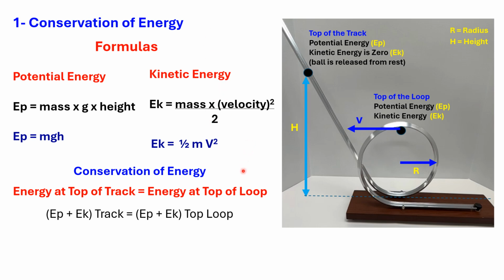And we need to know the equation for the conservation of energy. The sum of the energy at the top of the track is equal to the sum of the energy at the top of the loop. Let's neglect the energy lost by friction.